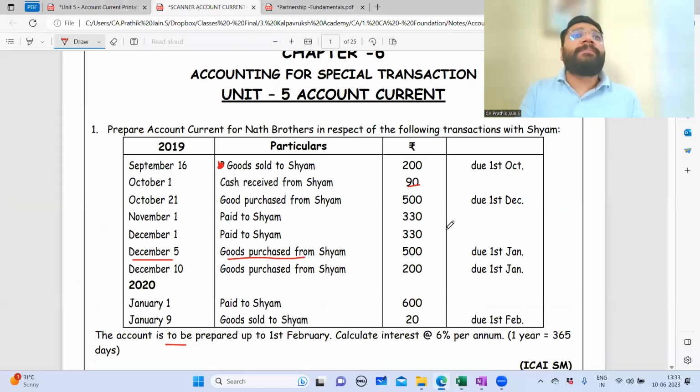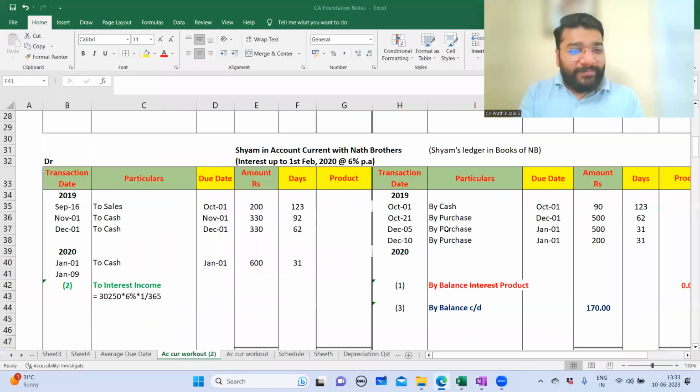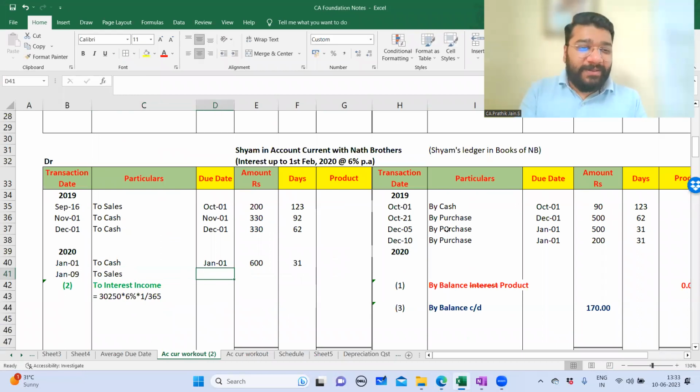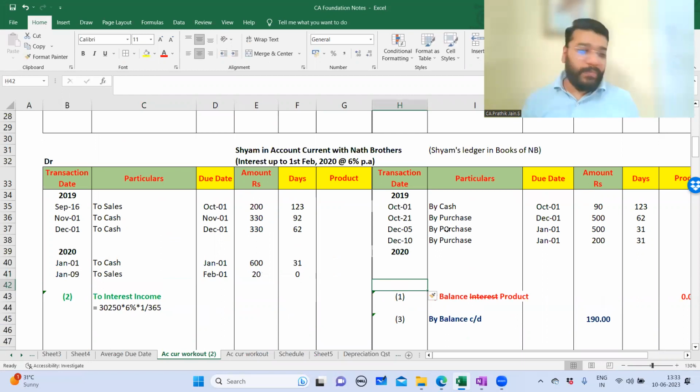Next is goods sold to Sham. By sales? Sham, to sales. Very good. Due date? 1st Feb. Amount? 20. 0 days. Very good. Online people, any difficulty so far? No, sir. All of you, please take your calculators.